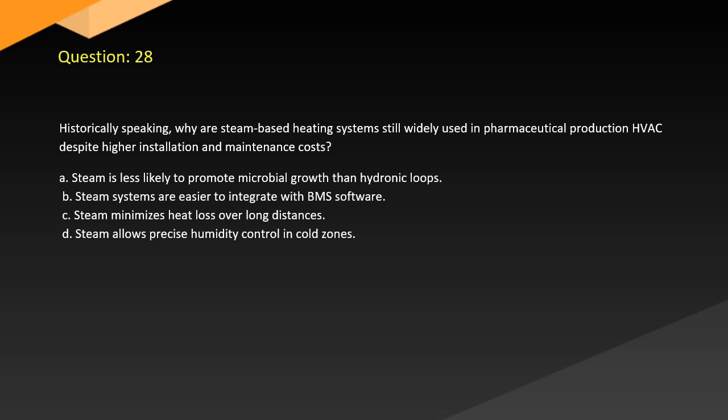Question 28. Historically speaking, why are steam-based heating systems still widely used in pharmaceutical production HVAC despite higher installation and maintenance costs? A. Steam is less likely to promote microbial growth than hydronic loops. B. Steam systems are easier to integrate with BMS software. C. Steam minimizes heat loss over long distances. D. Steam allows precise humidity control in cold zones.